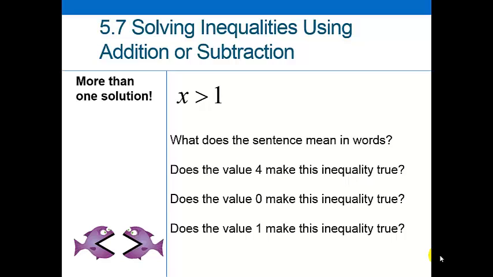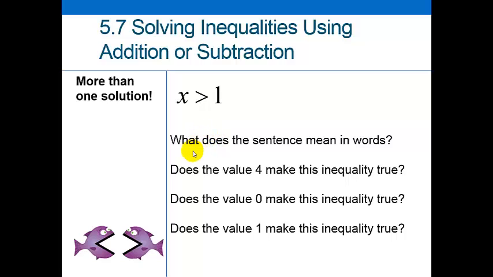So we're moving right along in chapter 5, and we're going to be dealing with solving inequalities using addition or subtraction. So we want to go back over what an inequality is. We don't have an equal sign. We have this little fancy symbol right here, and I know you guys have seen this before. This is what we would consider an inequality. And there's three other types that we'll go over.